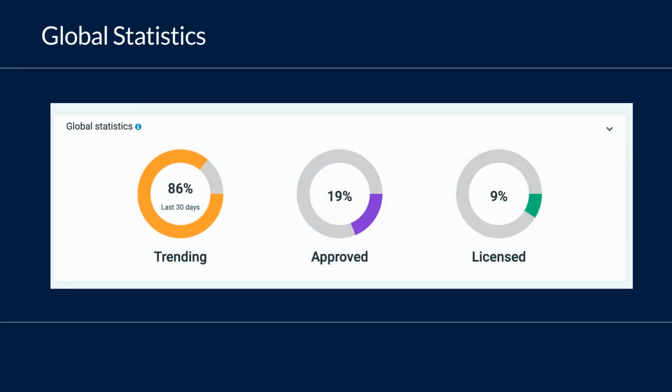At the top of the profile page, you will see global statistics. These will show you how the application is being utilized across all districts that have Lightspeed Digital Insight. These stats can be helpful when viewing an unknown application. You can see how prevalent its usage is in other districts, as well as how many have approved and licensed.